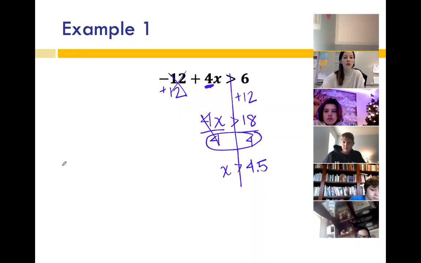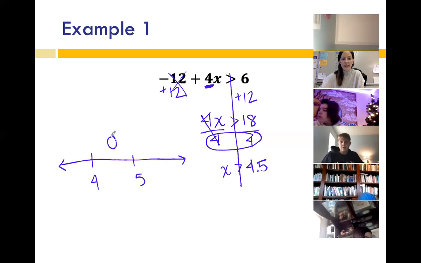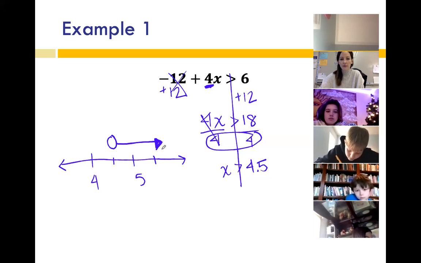All right, so when you go to graph this on a number line, that's not that much better. Since it's 4.5, you can count by halves on your number line. I usually put the number right in the middle. You could also do 4, 5, and put the dot right in the middle. That's fine too. It doesn't really matter how you want to do it. The circle would be open and the arrow would go to the right since it's greater than.